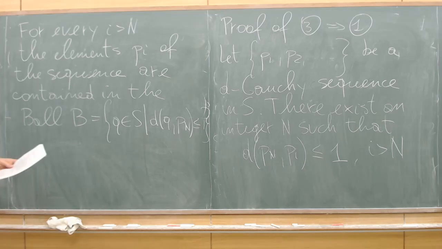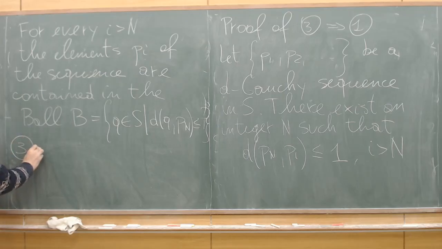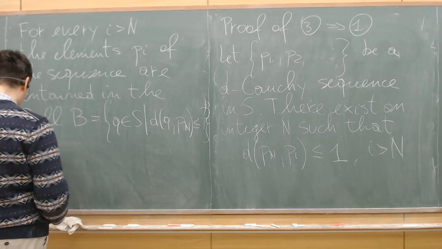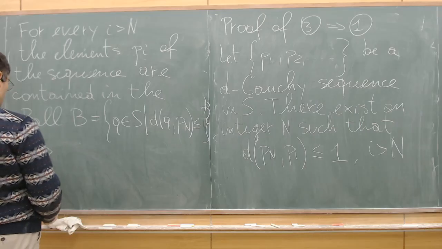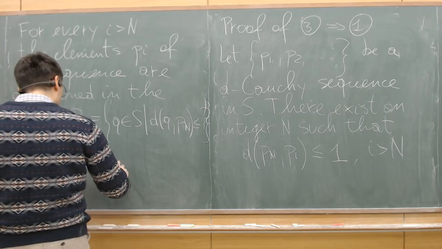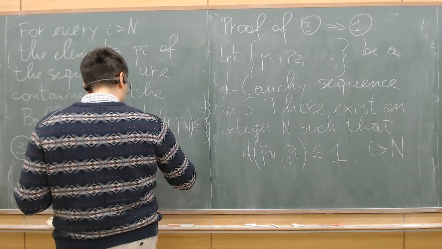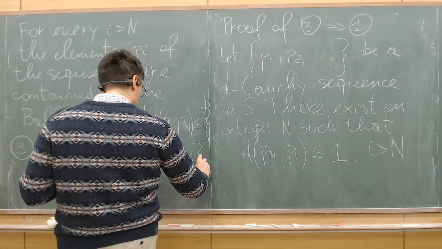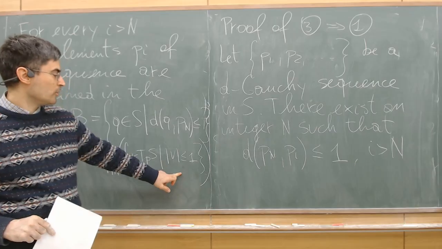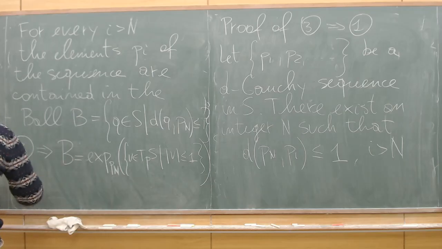Now, we use the hypothesis, the fact 3, to prove that we can write B as the exponential map exp_pn of v in T_pS of length smaller or equal to 1. And we can prove that it is compact.